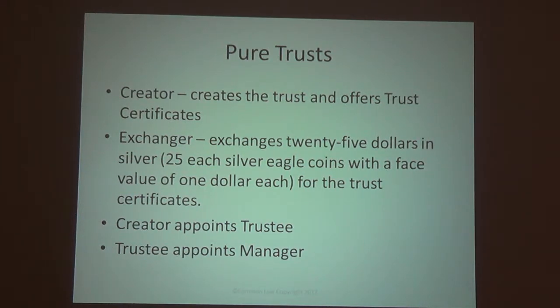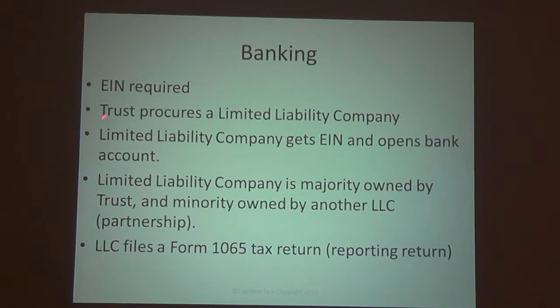And so then the EIN is done with the limited liability company. So the trust never gets an employer number. It never shows up in the matrix. It's kind of like a silent partner behind the scenes, okay? The trust procures a limited liability company. The limited liability company gets the EIN and opens the bank account. And that's what American Engineering Services is.